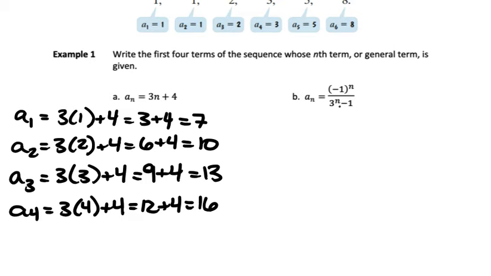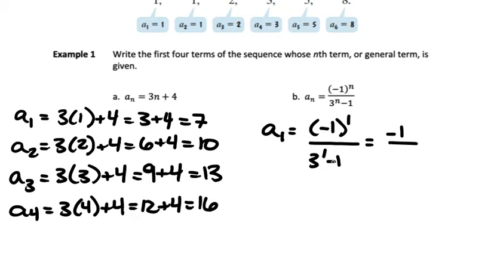For the next one, part B, this one is a slightly more complicated formula, as you can see here. So I'm going to start with a sub 1, plug in 1 for n. In this case, there are 2 places to plug in n. So it's an exponent in the numerator and also an exponent in the denominator. So negative 1 to the first power is negative 1. And this is 3 minus 1, which is 2. So my first term is negative 1/2.